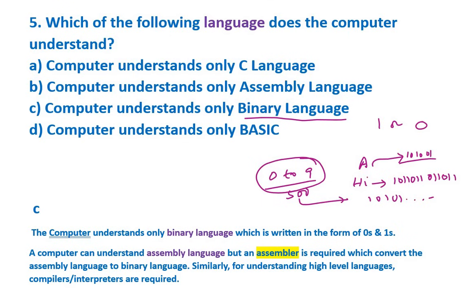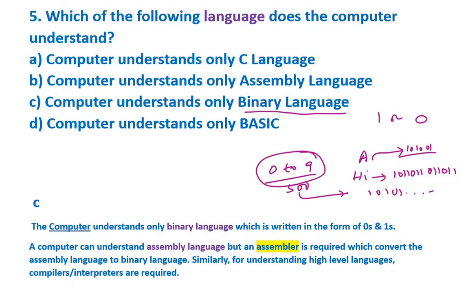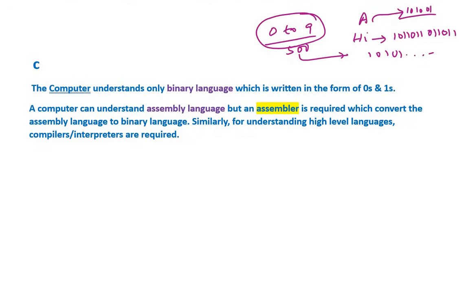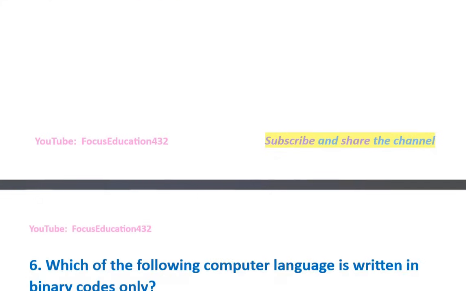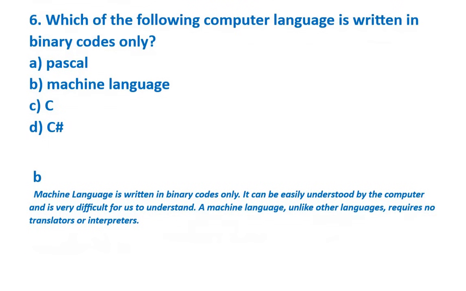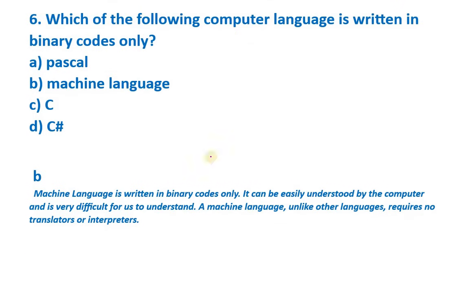Even if you store sound, video, images, your name, a story, whatever it is, it is converted into binary language. Some other extra information is given here that you can go through. If you have any doubts, you can write in the comment section. Which of the following computer languages is written in binary codes only? These are programming languages.